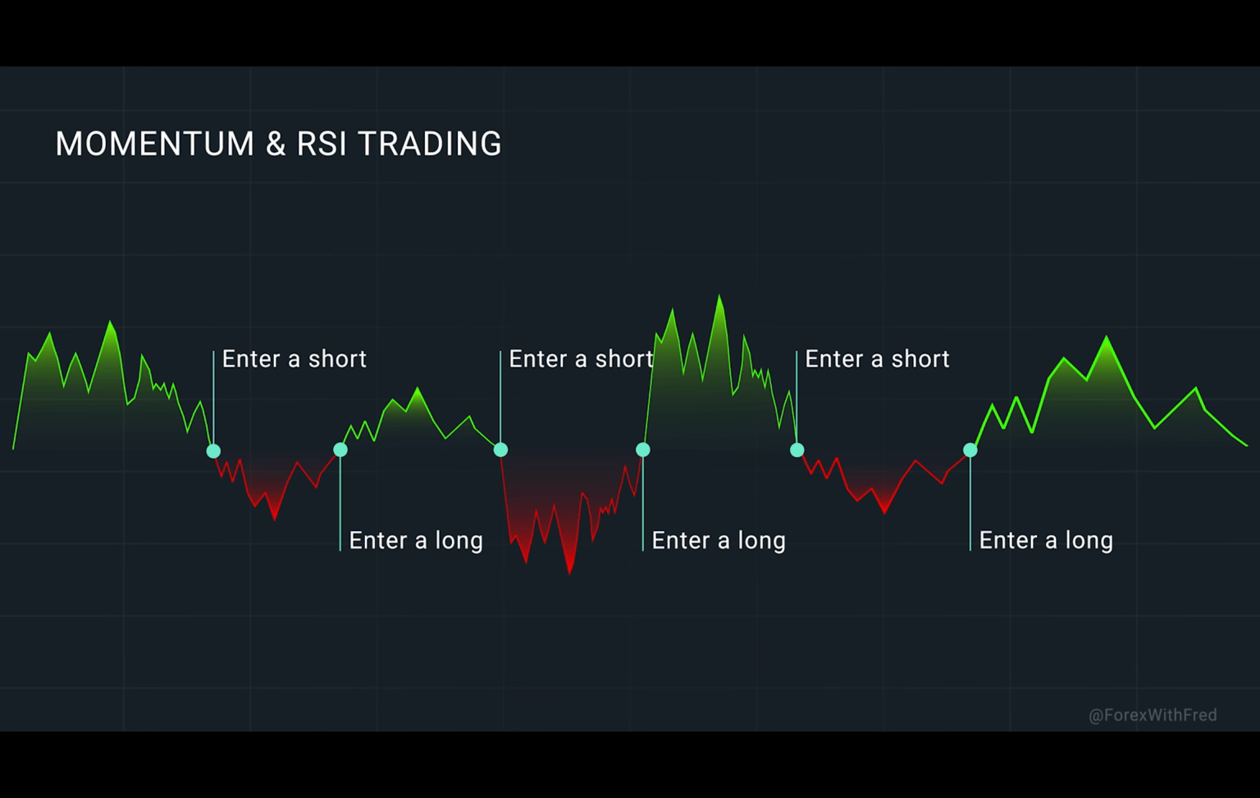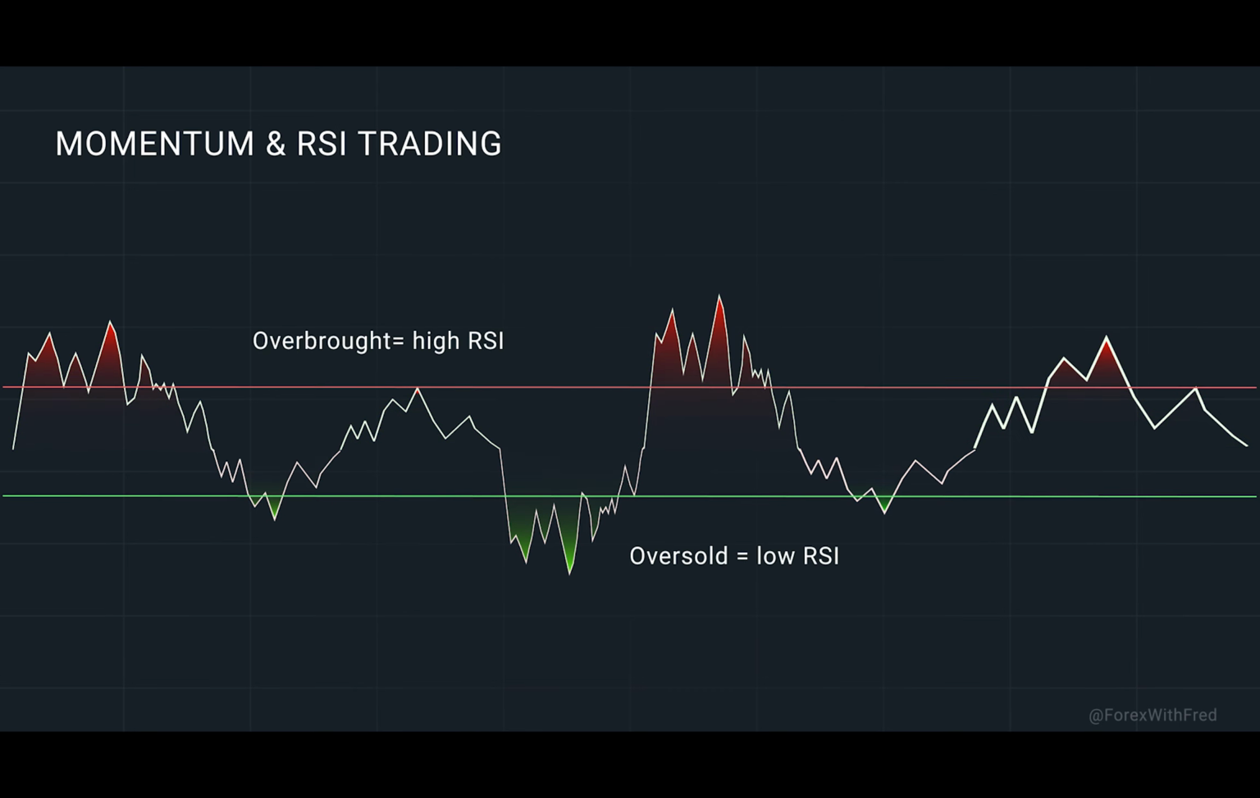And I will combine this with the RSI. The RSI is able to tell us whether a Forex pair is oversold or overbought. So if it's overbought, we may want to consider entering a short, or if it's oversold, we may want to enter into a long. So let's dive in and take a look at momentum trading.